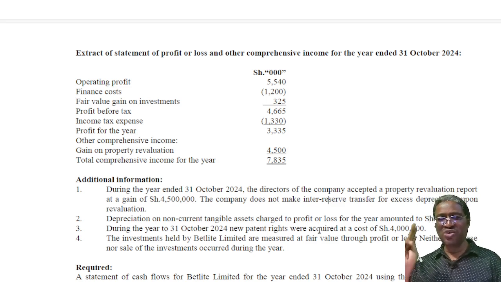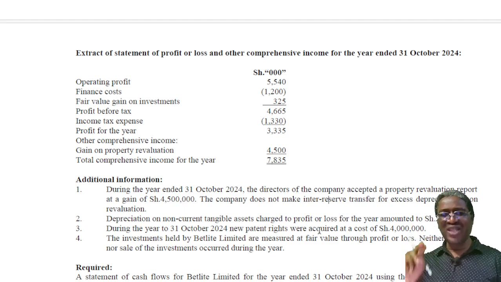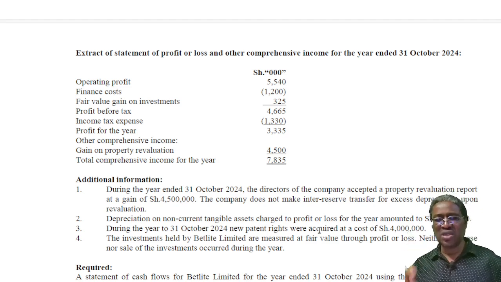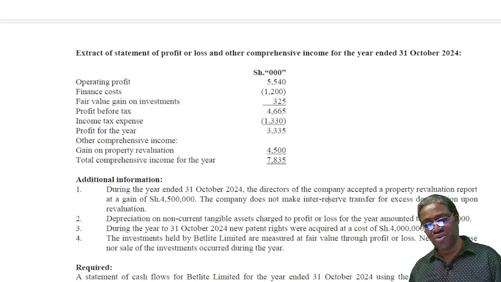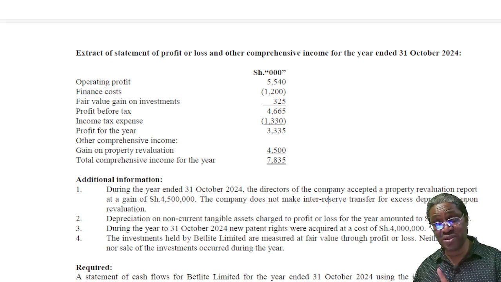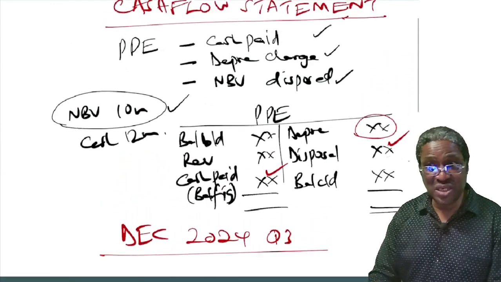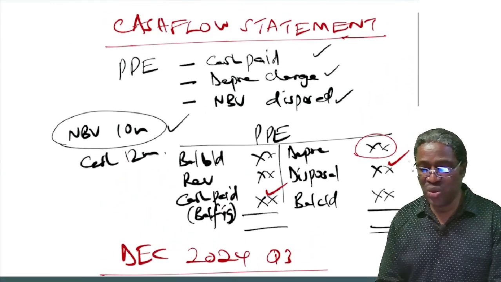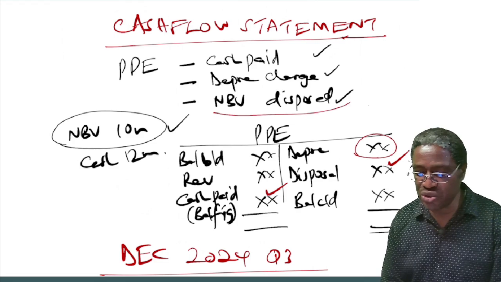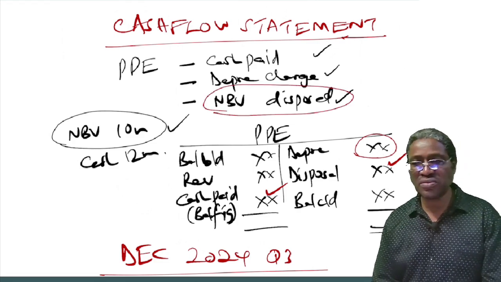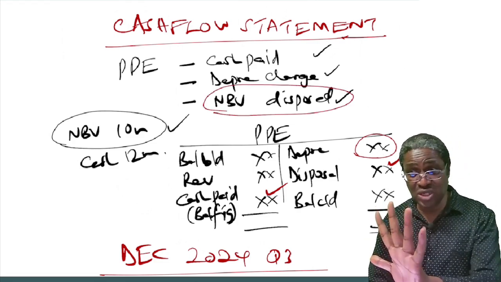I also notice there is nowhere the additional information is telling us we sold a property called plant and equipment. There is nowhere we are told we sold a property in terms of machines or motor vehicle or so on. Missing. Listen now. It tells me from this question, we don't have any disposal of the asset. There is nothing mentioned concerning disposal.